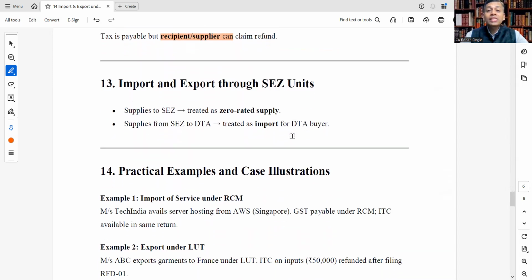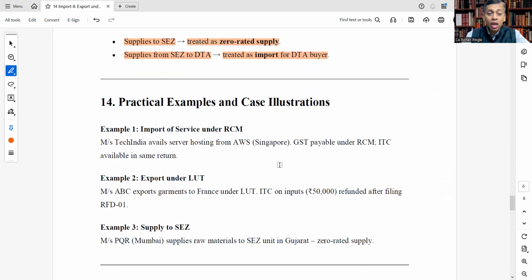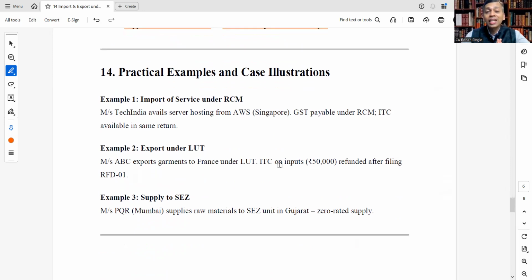Imports and exports through SEZ units, special economic zone units. Supplies to SEZ are treated as what? Zero rated supply. We have already seen this. Supplies to SEZ are treated as zero rated supply, and supplies from SEZ units to the domestic tariff area, that is in India only, are treated as import for the DTA buyer. Let's now see a few practical examples and case illustrations.